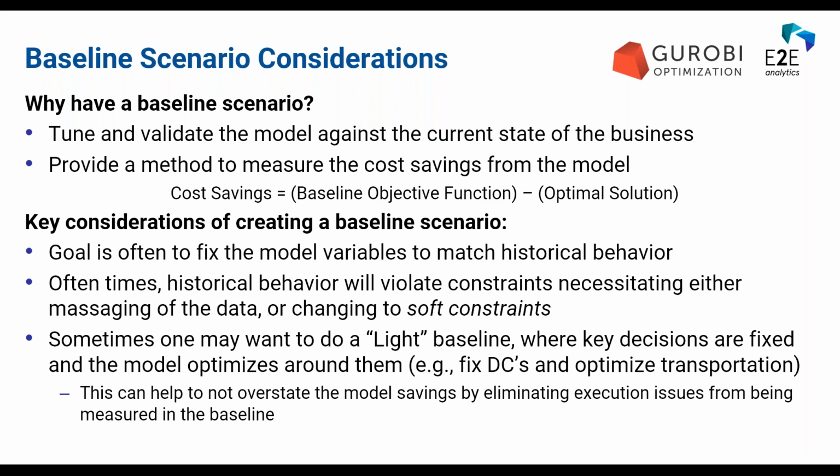And the second part is being able to provide a method to measure the cost savings, to measure our improvement, right? So if we have a baseline for what you're doing now, then we can say when we optimize, we're going to save you this much. That's our improvement. And the goal in this is usually to fix the model variables to match historical behavior.